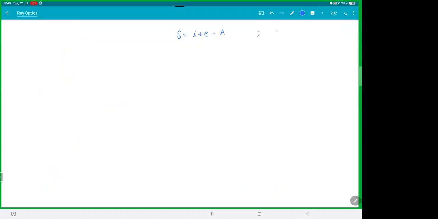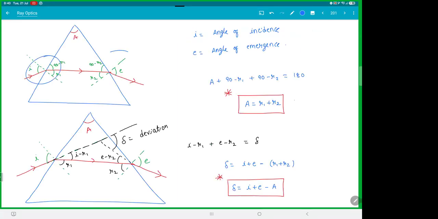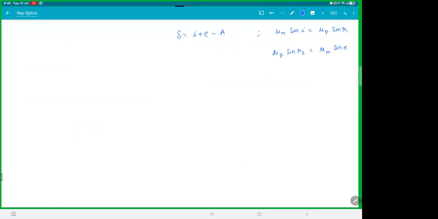And also we can use Snell's law. The incident angle, let's say outside medium is mu M. Sin I will be mu of the prism sin R1. Mu medium sin R2. Sorry, mu prism sin R2 equals mu medium sin E. Basically applied Snell's law here and applied Snell's law here. So here the prism's medium is mu P and I'm assuming outside is mu M. So there we also have our Snell's law.